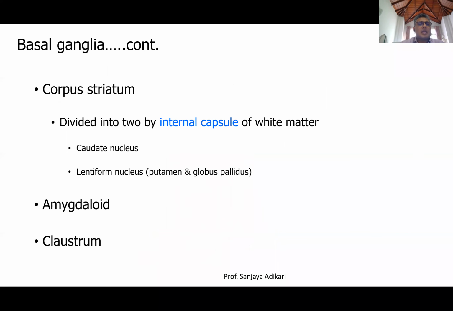The main basal ganglia are the corpus striatum, amygdaloid, and claustrum. The corpus striatum has two important parts, the caudate nucleus and the lentiform nucleus. The lentiform nucleus actually has two further divisions, the putamen and the globus pallidus. So in fact, there are several of them. I'll show you diagrams so that you will understand it.